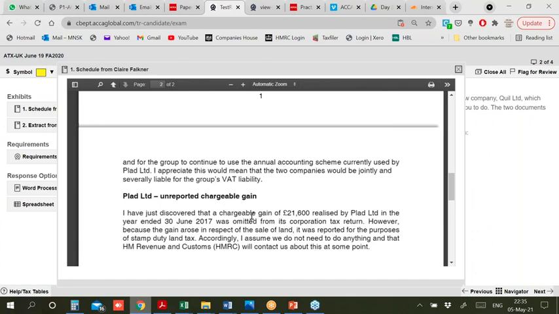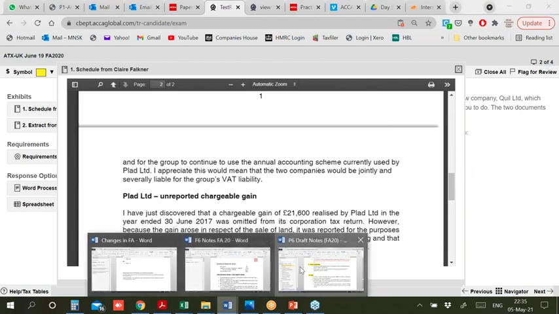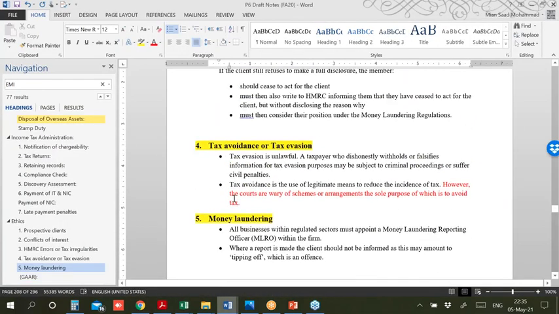We have to tell the company, Plaid & Co. Limited or Claire, that this needs to be reported to HMRC immediately and they must pay any due corporation tax on that. Otherwise, it will be considered tax evasion, which is a criminal offense, and HMRC may charge them a penalty as well. You can see that in my notes, in the omissions, I have clearly written that.